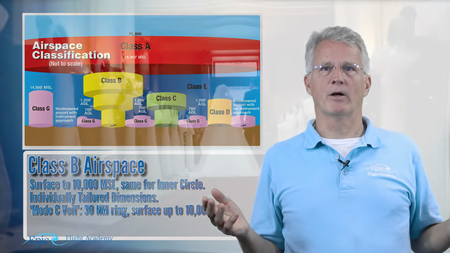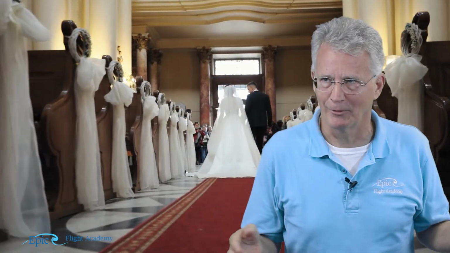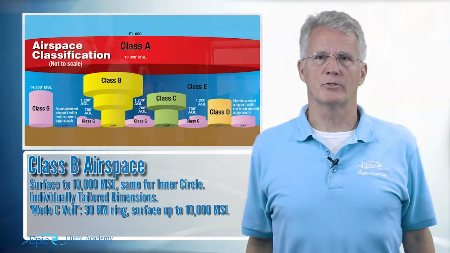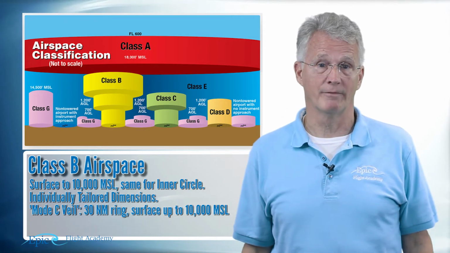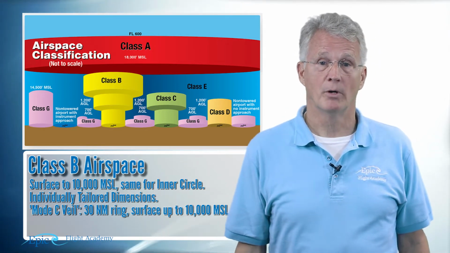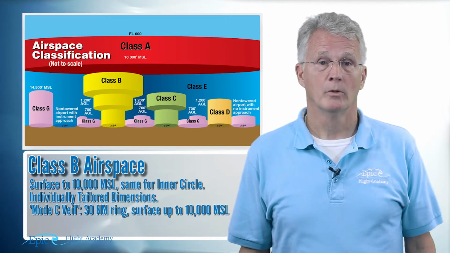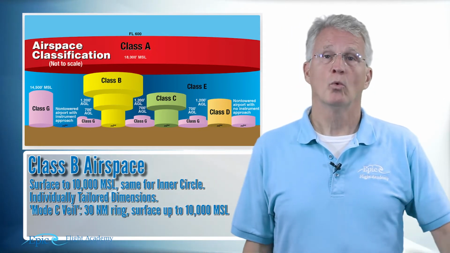So you see, we've got kind of a wedding theme going here. We've got wedding cakes and veils. That 30 nautical mile veil says if you are going to fly inside of that 30 nautical mile veil, you must have a Mode C transponder. Okay, so that's kind of the dimensions of it.